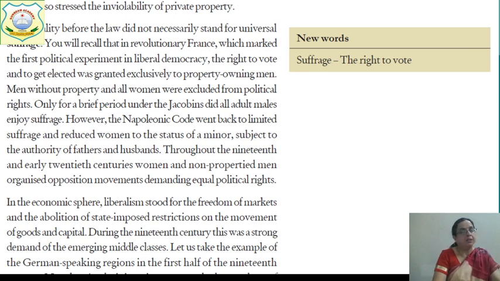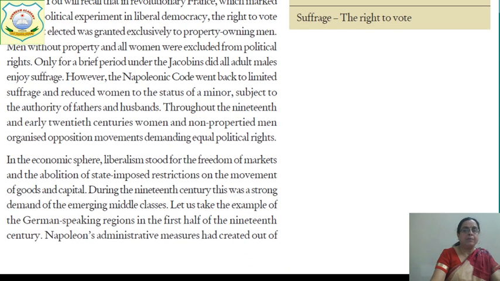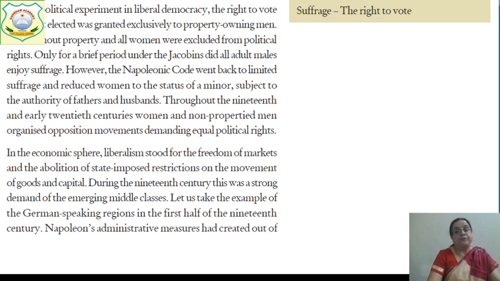Throughout the 19th and early 20th centuries, women and non-propertied men organized opposition movements demanding equal political rights. Then economic liberalism stood for the freedom of markets and the abolition of state-imposed restrictions on the movement of goods and capital. Means goods and capital could move freely from one place to another without any hurdles, obstacles, or restrictions. So during the 19th century, this was a strong demand of the emerging middle class.